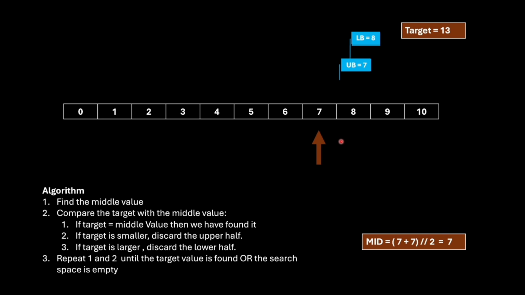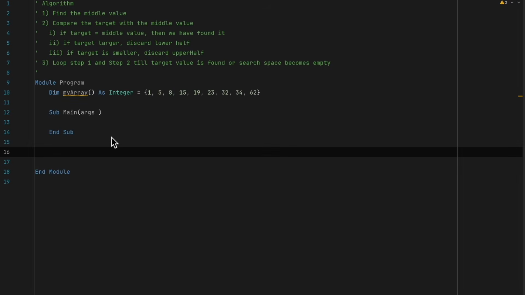Also, I hope you noticed that when the search space becomes empty, the lower bound becomes greater than the upper bound, which is quite unusual. Keep this in mind because we can use this as a condition to check whether the search space is empty or not. Now that you know how binary search works, I encourage you to try and code this by yourself and then come back here to check your answer.